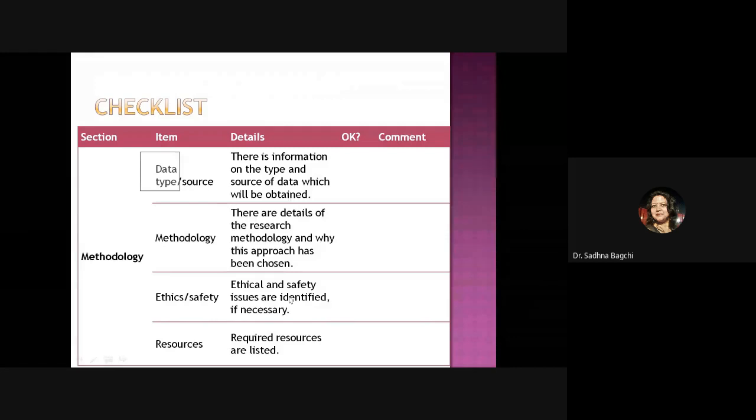Now, the required resources are listed. Wherever you have taken something, you must mention it in the reference part. If I am taking the analysis, I must mention that in the reference part. Everything you have taken, whether methodology or analysis, from any study, must be given a citation or mentioned in the reference part.